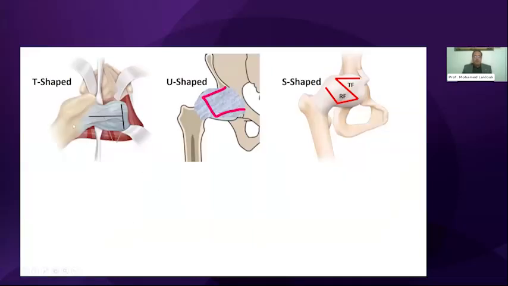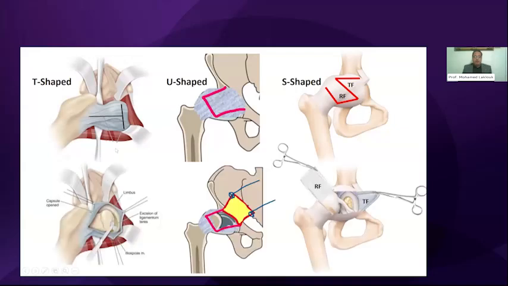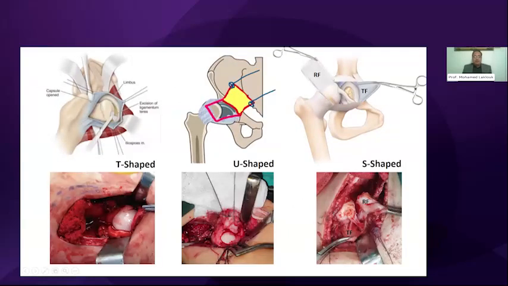If we compare the most common methods of capsulotomy, either T-shaped, U-shaped or S-shaped, after opening of the capsule, we can see that the S-shaped capsulotomy can give a wide exposure of the hip joint. This is the intraoperative photo from the original articles for the T-shaped or U-shaped capsulotomy, and this is my paper which is in press. We can see that this is a very good exposure for the hip joint, to get rid of all soft tissue obstacles in the hip joint.